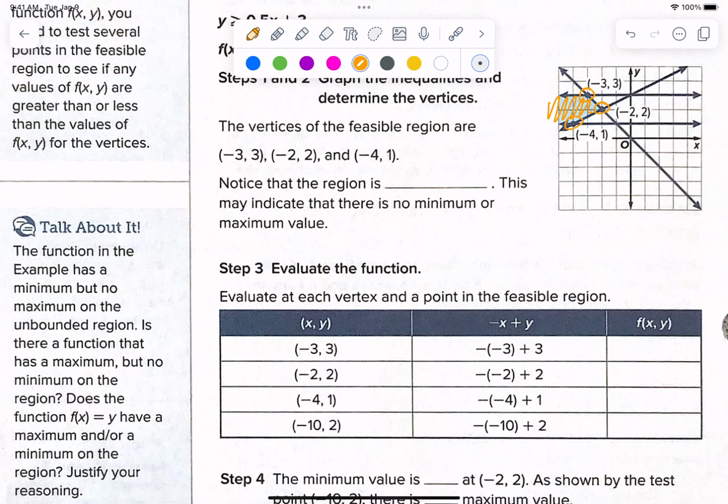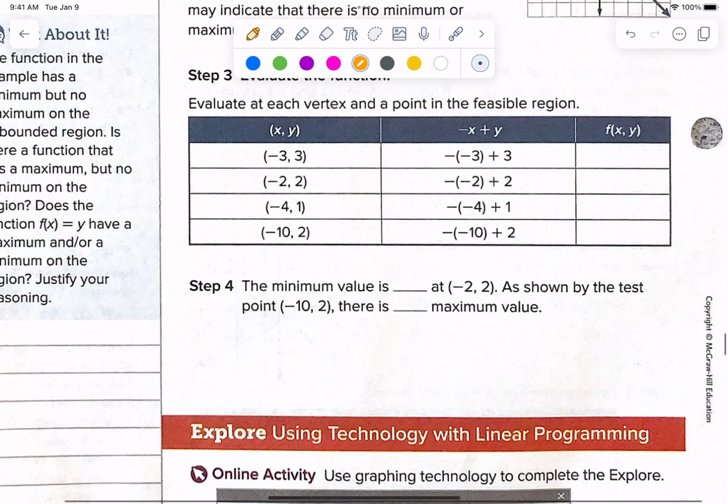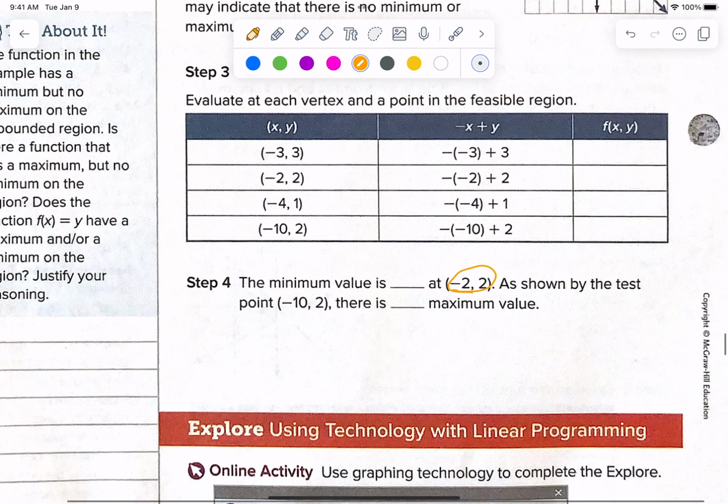The vertices of the feasible region are these, and notice that the region is unbounded. This may indicate that there is no minimum or maximum value. So we plug them in and see what we have. The minimum value is 4, which is at -2, 2, as shown by the test. There is no maximum value.